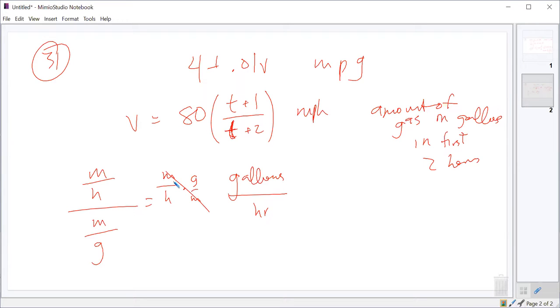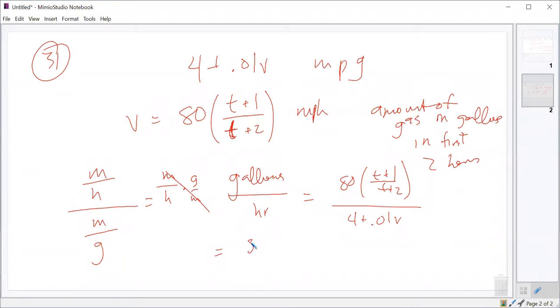So we want to take our miles per hour, our 80 times (t plus 1) over (t plus 2), and divide that by our 4 plus 0.01 v. And then in order to put this all into terms of time, we need to convert the v that's in that denominator there into terms of t. So v is 80 times (t plus 1) over (t plus 2).